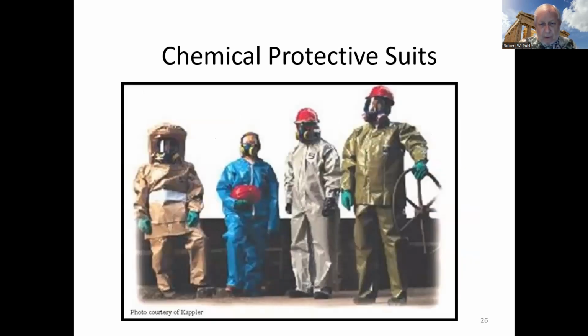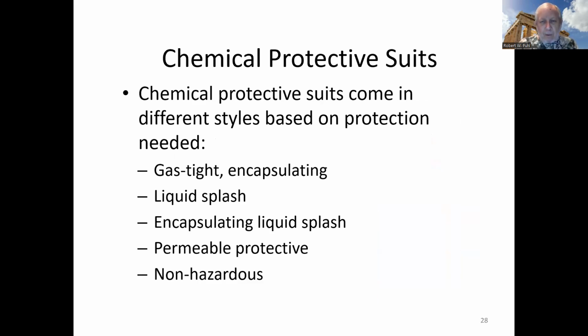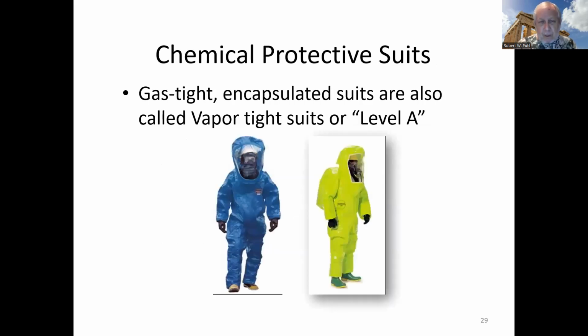Chemical protective suits. There's kind of a wide variety of these too. For hazmat operations, EPA has developed 4 levels of protection based on protective ensembles. Chemical protective suits come in different styles based on the protection that's needed: gas tight, encapsulating liquid splash, permeable protective, and non-hazardous. That's the problem, it's liquid splash.